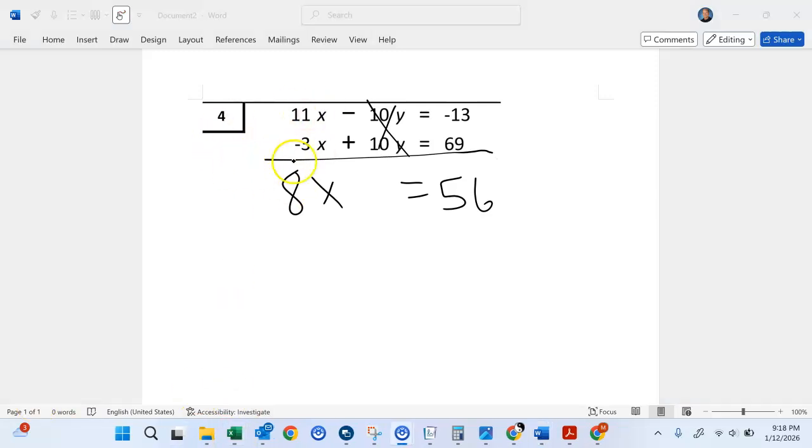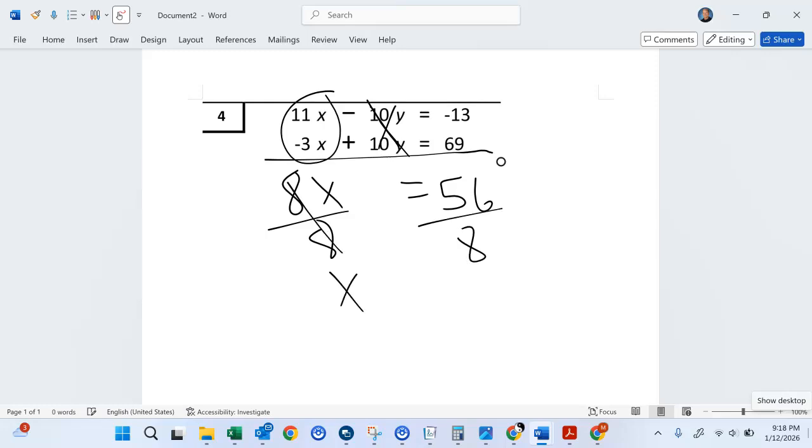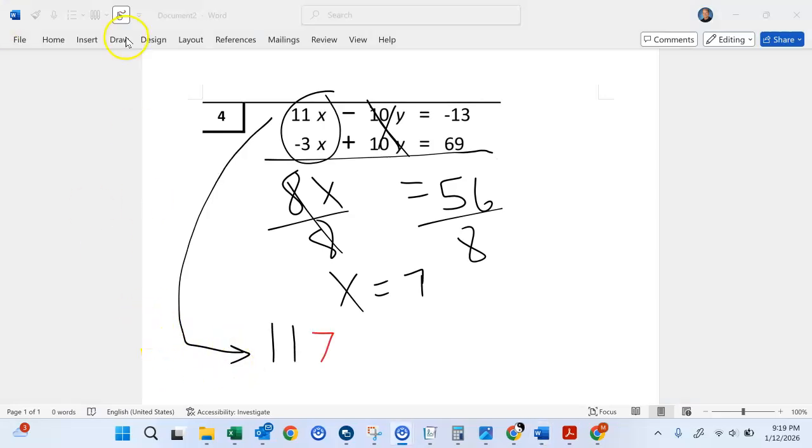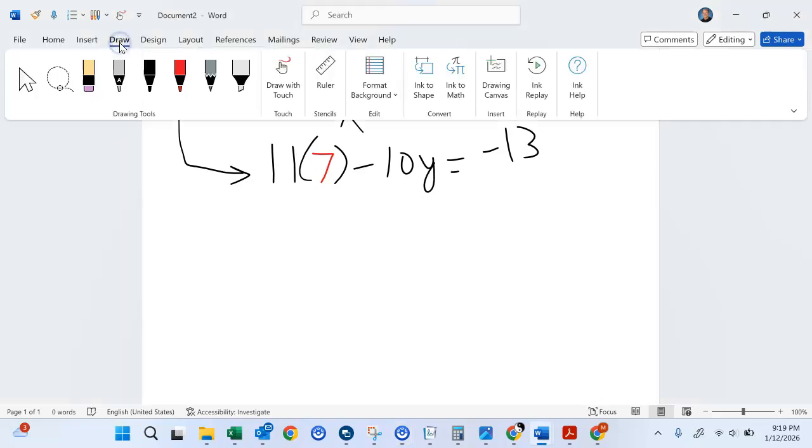Okay, so I combined the x's here and got 8x. The y's cancel because a negative and a positive cancel each other out. And then negative 13 plus 69 is 56. So what do we do? We divide by 8, x equals 7, right? Okay, and then we're going to take one of the equations. We can take either one, but I'm going to take this one over here, and I'm going to write that out. 11. Okay. And then what do we get? We get 70.